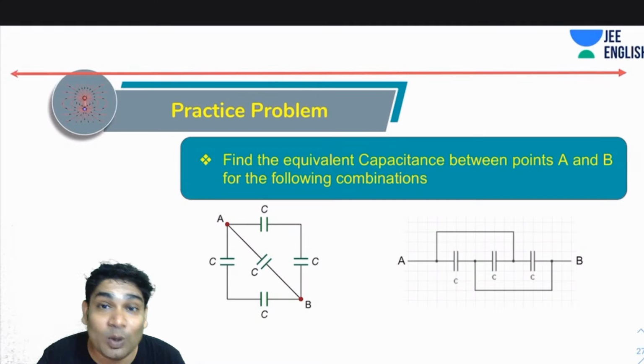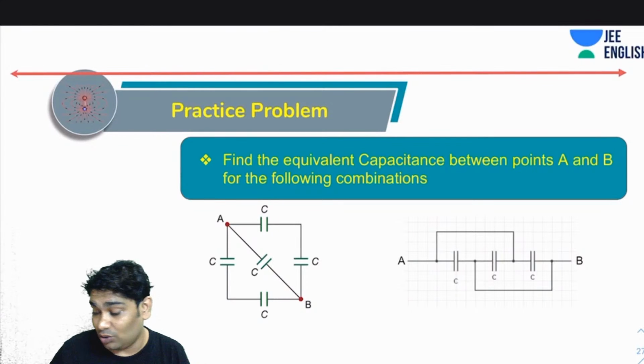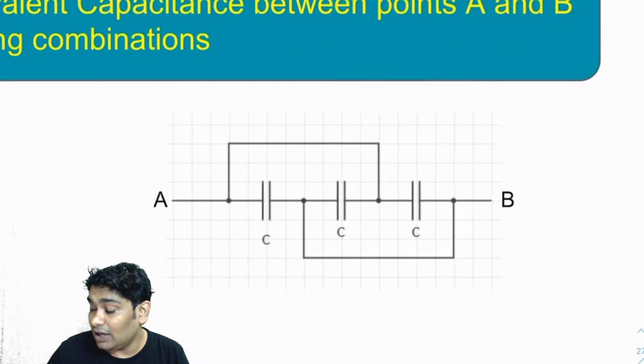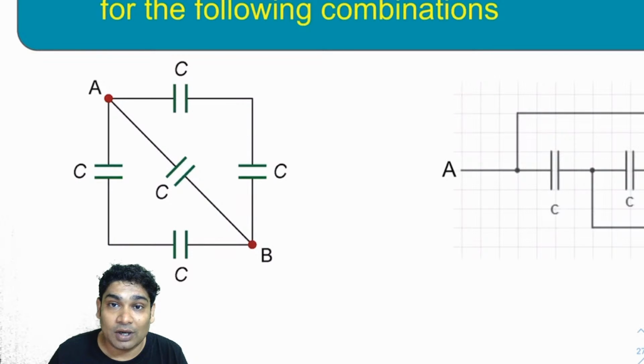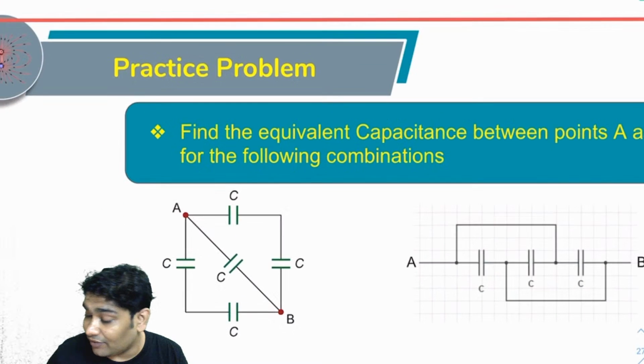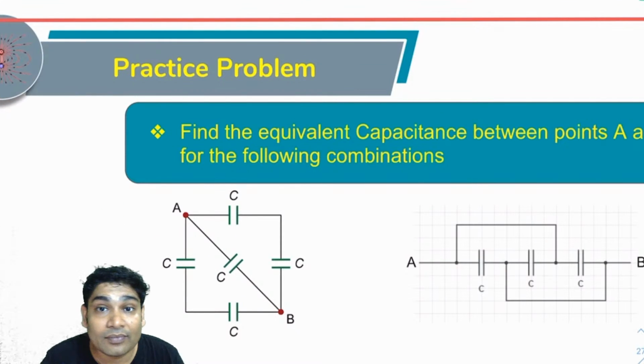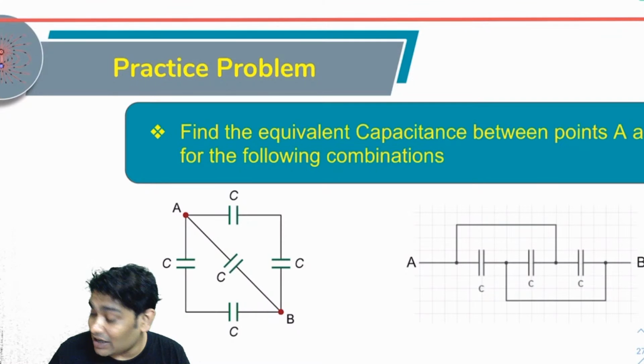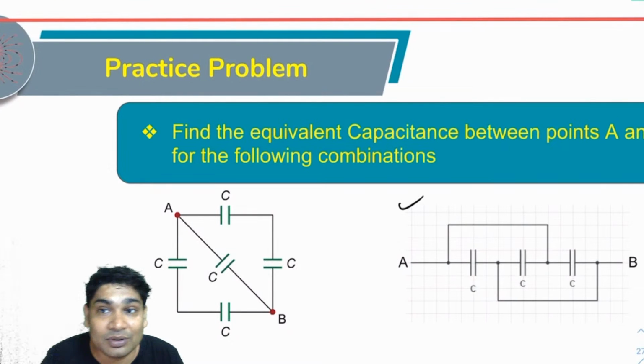So let's try two more problems then. You have to find the equivalent capacitance between points A and B for the following combinations. Alright, so one combination is shown here and one combination is shown here. So let's see if you can find the equivalent capacitances. Alright, I'll discuss one maybe and this other one I would like to discuss the next time. I would want you to have some time to think about this.